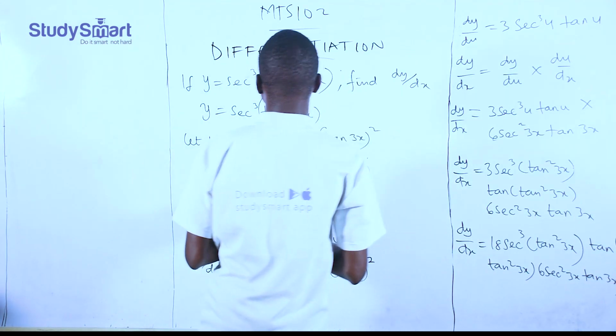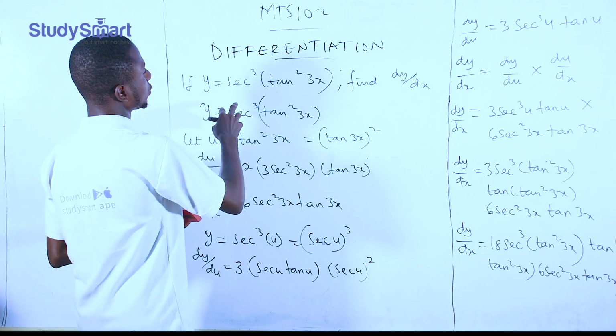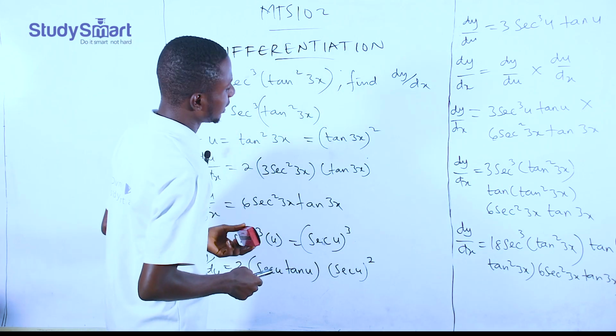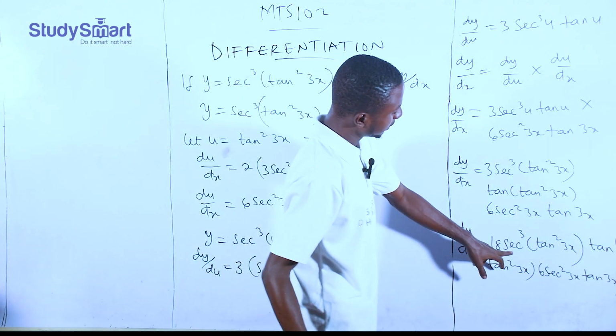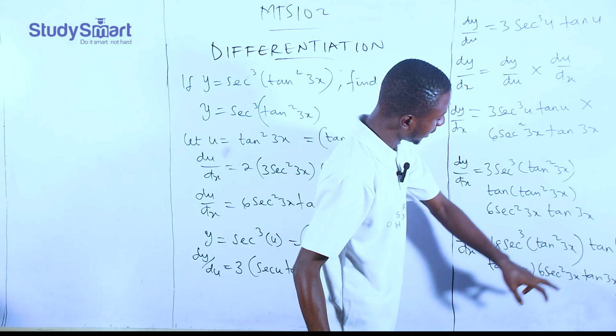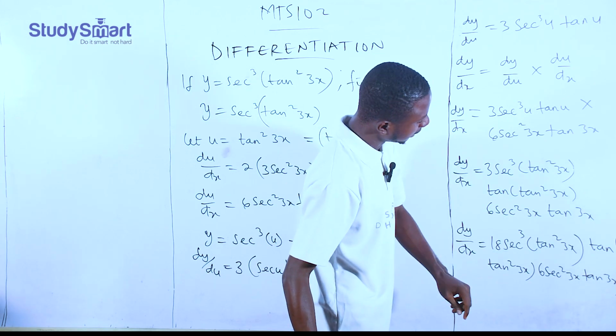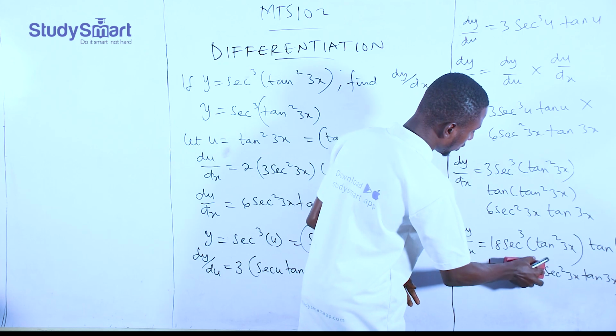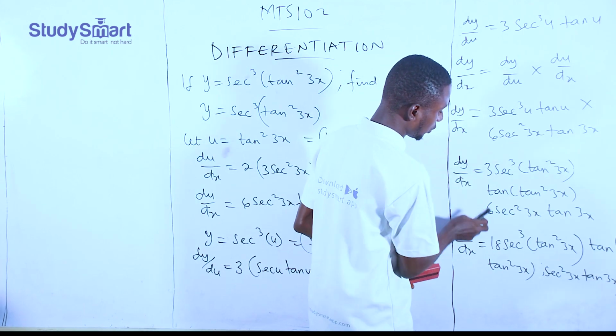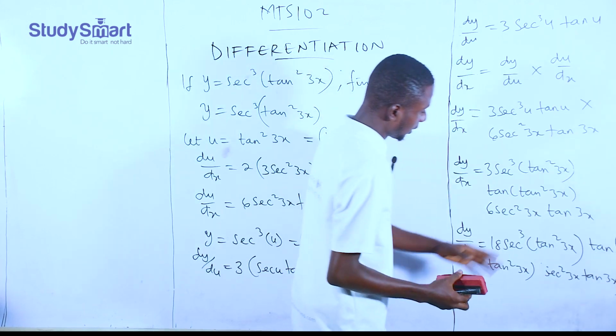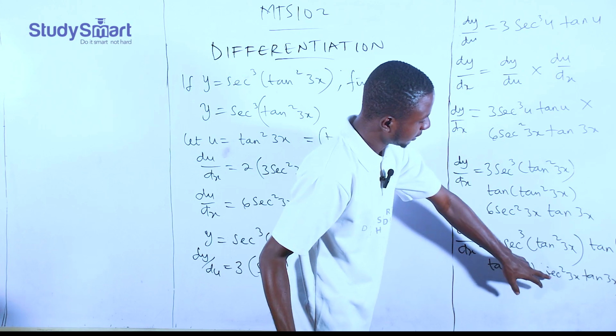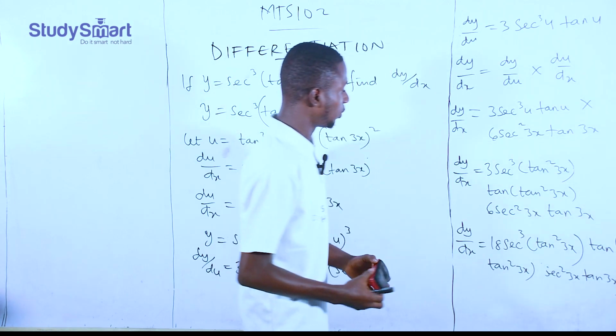So the final answer for the derivative of y equals sec cube tan square 3x will be 18 sec cube tan square 3x tan of tan square 3x. Okay, sorry, 6 should no longer be here, since 6 times 3 should give us 18. Tan of tan square 3x, sec square 3x, tan 3x.